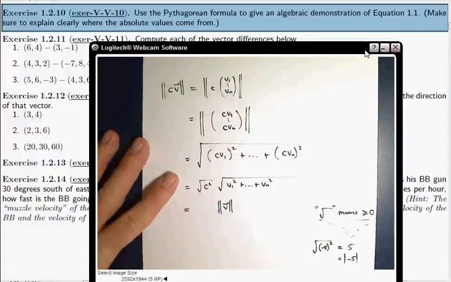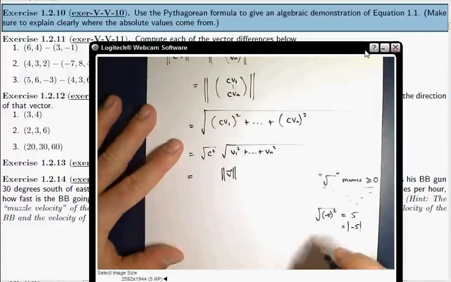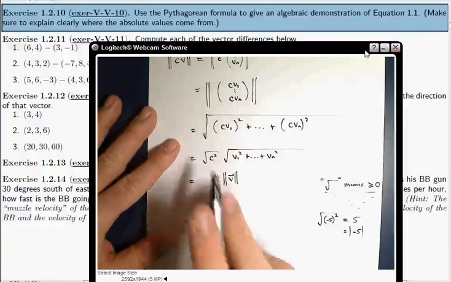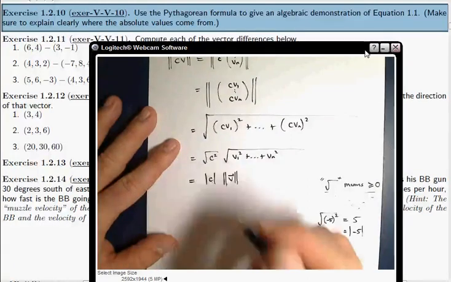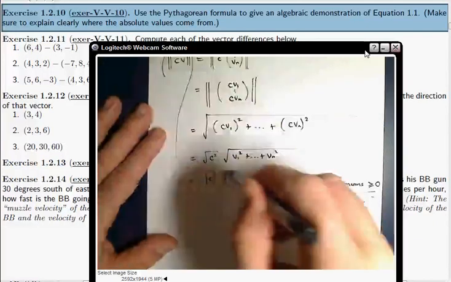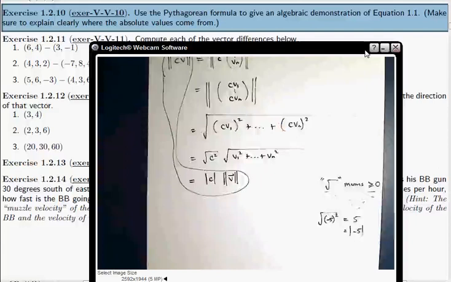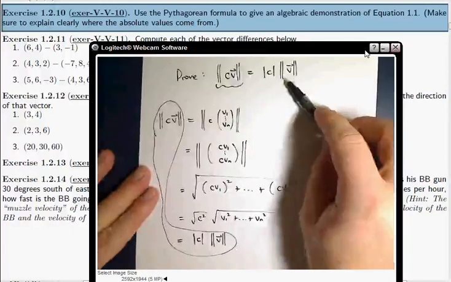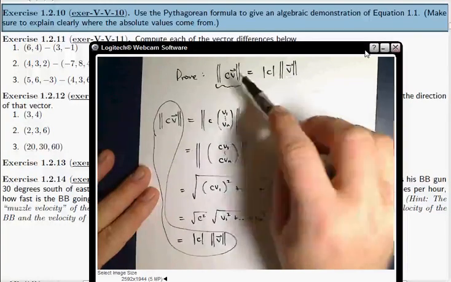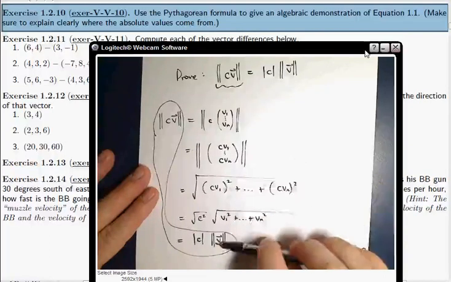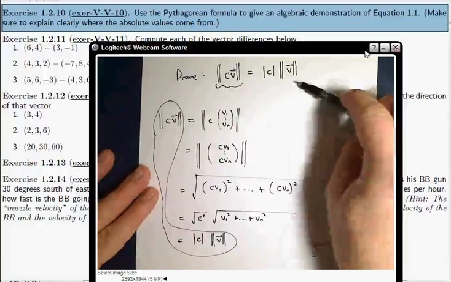So I claim that this always works. The square root of something squared is always the absolute value of that number. And that's where our result comes from. Do you have to show the right-hand side? Well, we just got the right-hand side. I started with the left-hand side, I computed it by known processes, and I concluded that indeed it is equal to that right-hand side.